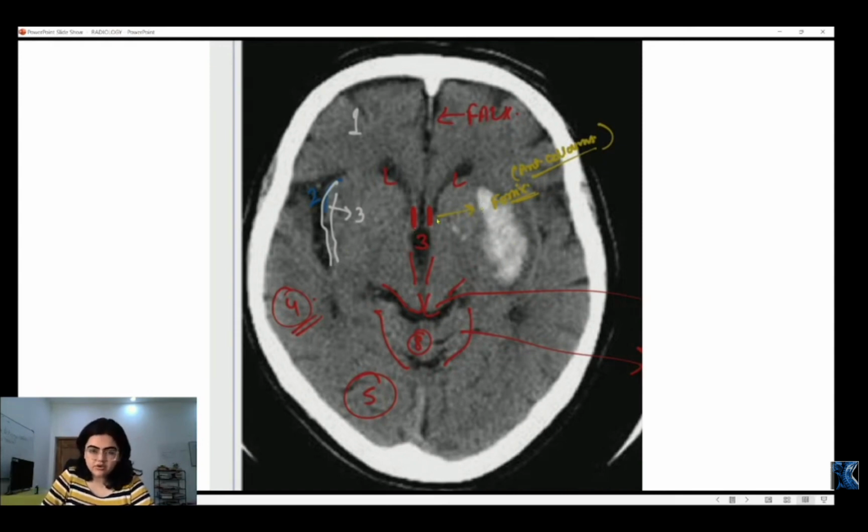Okay, this is anterior columns of the fornix, lateral ventricle. This is the third ventricle. This is the superior colliculi, and here you can see the small part of cerebellum here. ठीक है, cerebellum का छोटा सा पार्ट दिखाई दे रहा है. ये क्या स्ट्रक्चर है? ये तुम्हारा occipital lobe हो गया, occipital lobe. ठीक है.